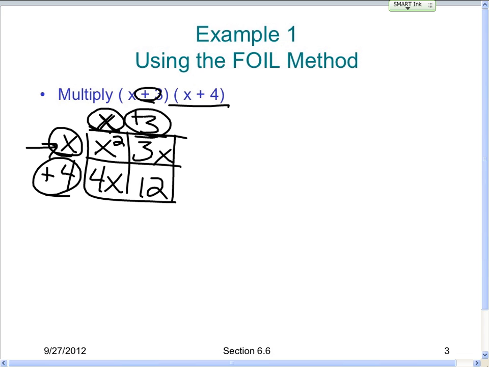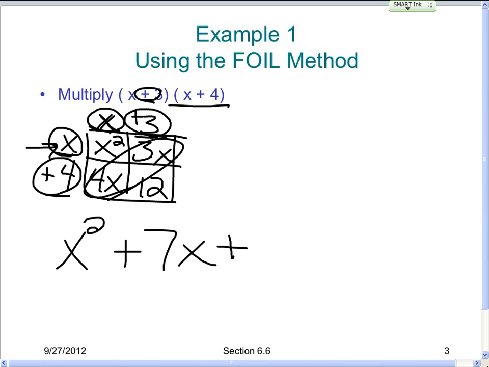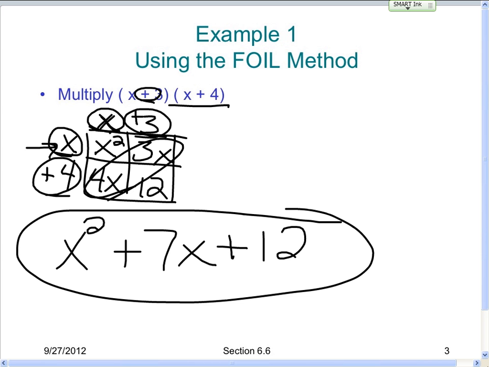And to write my answer, I'm going to combine like terms. You notice my like terms happen to be on the diagonal. That will happen almost every time. So I've got x squared. That's not like anything else. I have a 3x and a 4x. When I add those together, I have 7x and a positive 12. Now this has three terms. We call it a trinomial. So the answer is x squared plus 7x plus 12.